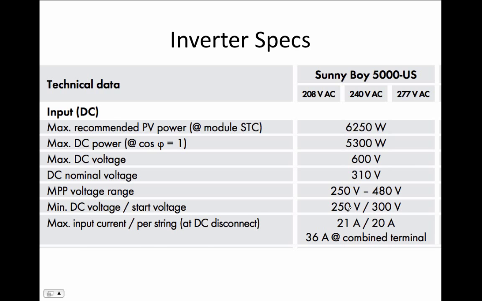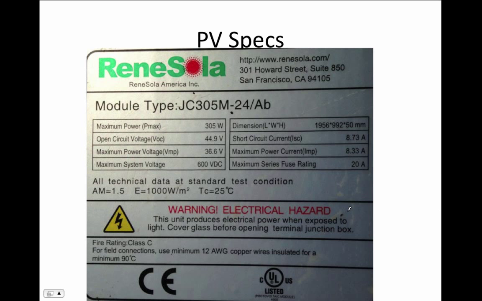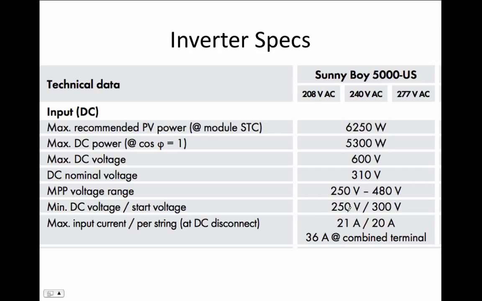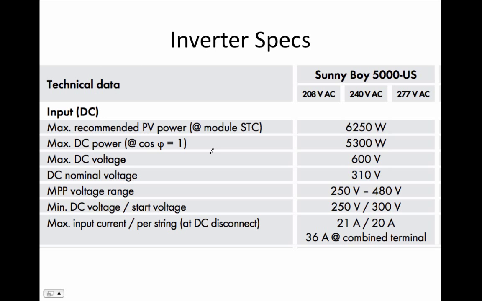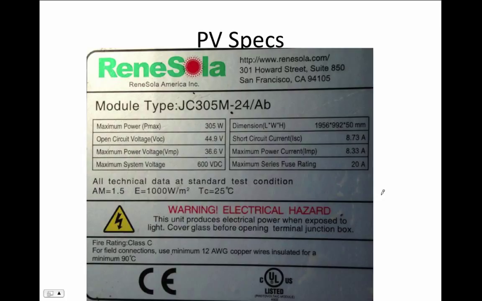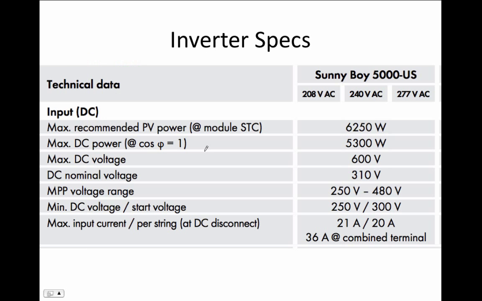So let's go back and take a look at our solar panel specs. This one has a maximum power point voltage of 36. And the inverter says you want something that's between 250 and 480. So we could put 10 of these in a string, 36 each, and that would give us 360 volts at the maximum power point. So that's within the range. It's between 250 and 480. So that would work. That's one parameter.